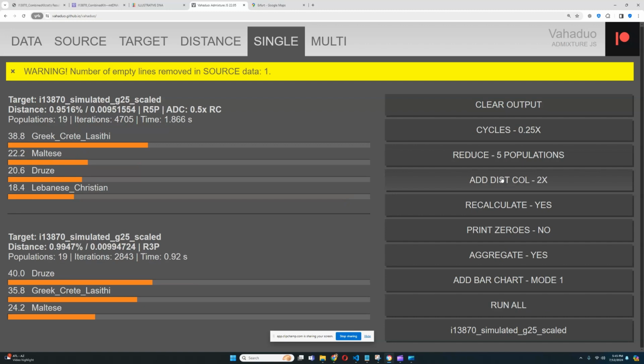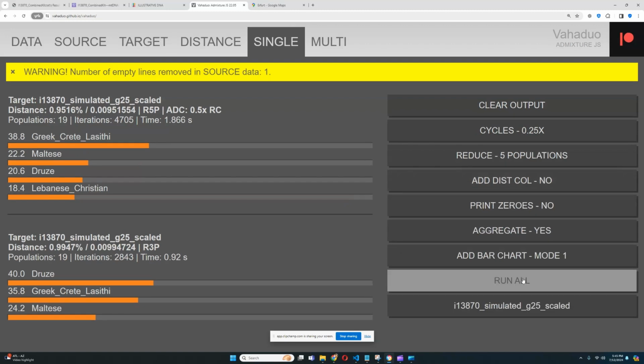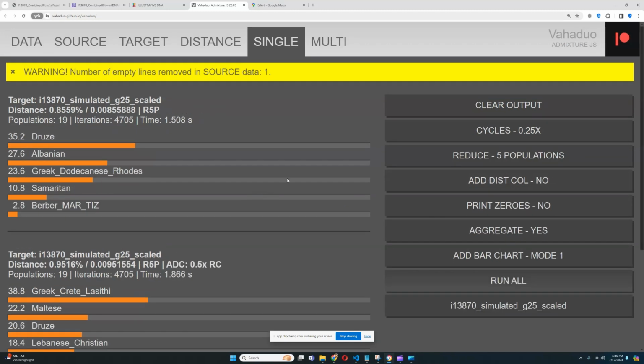Actually, let's try to remove this column. Let's try to get rid of that. Maybe we will get some Northern Europeans now. No, we do not get any Northern Europeans. So it looks like for this individual specifically, this individual does not actually have any Northern European ancestry whatsoever.